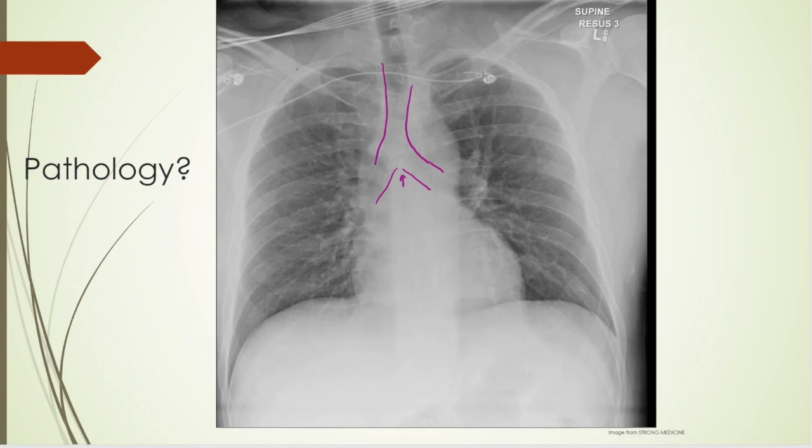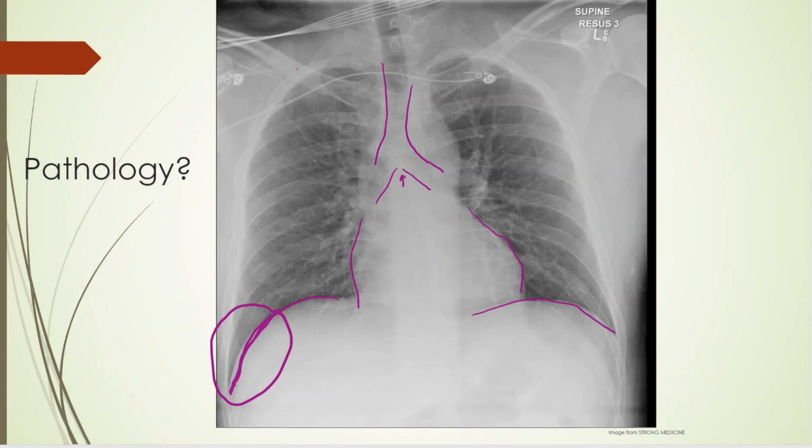So C for cardiac silhouette, it looks pretty good. Looks like a little perihilar fluffiness there, but we'll skip that for now. D for diaphragms. There's your right diaphragm, here's your left diaphragm. So you're like, well, this is odd. This is really a deep diaphragm there. And this is a sign called a deep sulcus sign. And it's indicative of a pneumothorax.